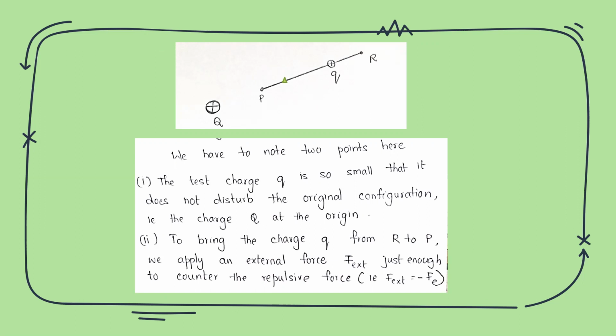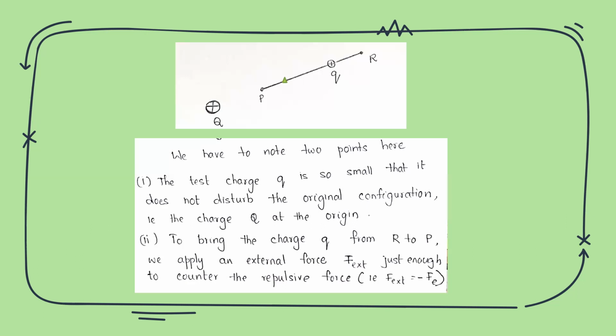In the same way, when small q is approaching capital Q, it should not disturb the configuration of capital Q. It means capital Q should not move from its place. It should be at the origin only.